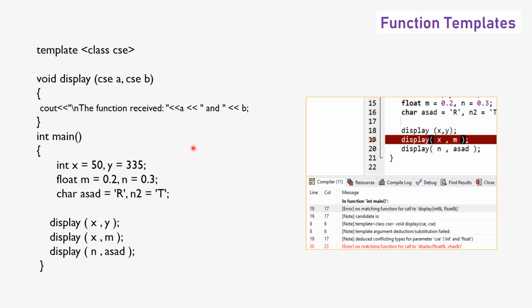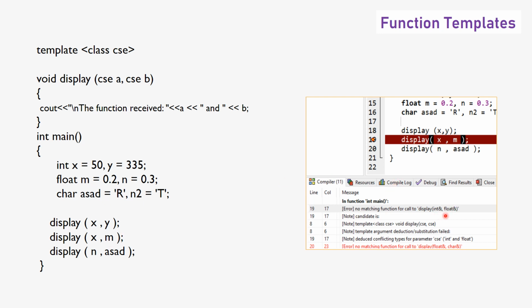This example is a bit different because we are using two variables of the same template. CSC is the template, and one variable is A, the second variable is B, and the function receives A and B and displays the values. Again we have two integers, two floats, two characters. Now for the first call, when we pass two integers, that is fine, but when we pass an integer and a float, the compiler will give you an error.